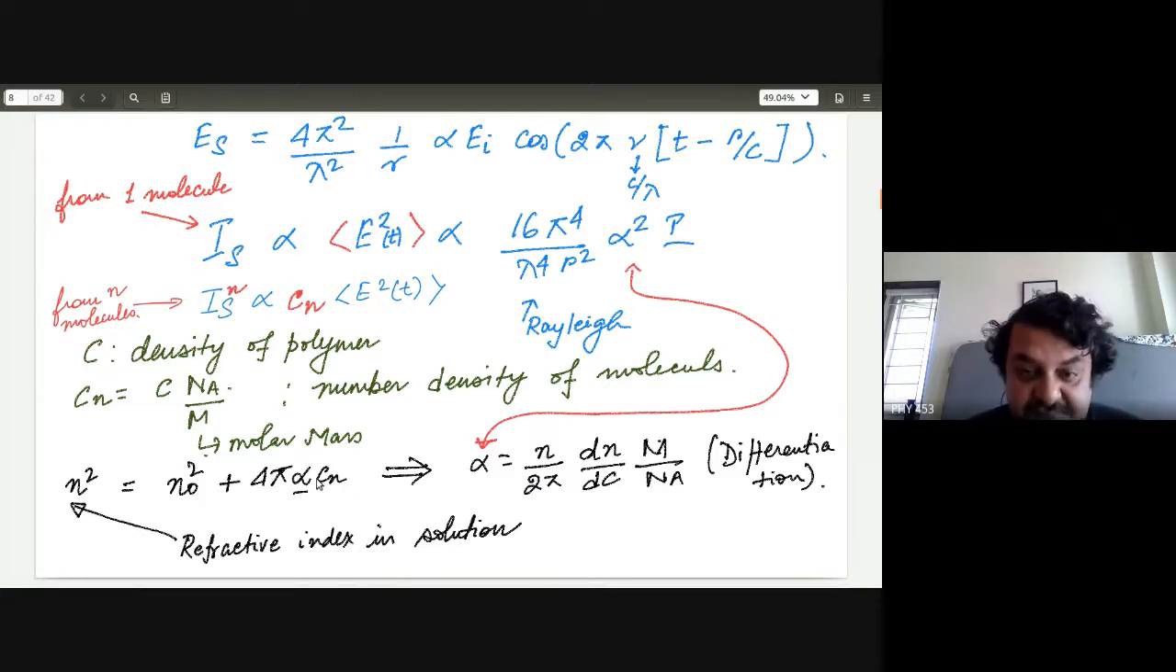And from here, if you can directly measure the change of refractive index with the concentration, then you can measure the polarizability as n by 2 pi dn/dc. How does refractive index change with concentration, C m by Na, which you plug in here because you didn't know the value of polarizability. You have to do a different experiment to figure out dn/dc, from where you get polarizability, and then you plug it into this equation, right?